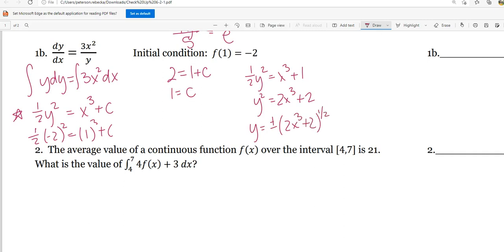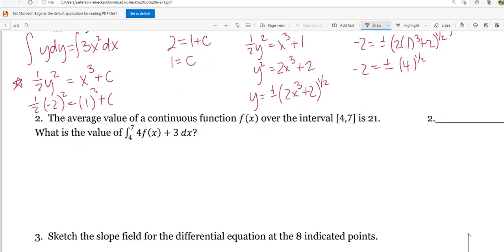Then if we check our initial condition, plugging in negative 2 for y and 1 for x, the inside becomes 2 plus 2, which is 4, and 4 to the 1/2 is 2, so I want the negative branch. So final answer, y equals negative quantity 2x cubed plus 2 all to the 1/2 power, or the square root of that quantity.